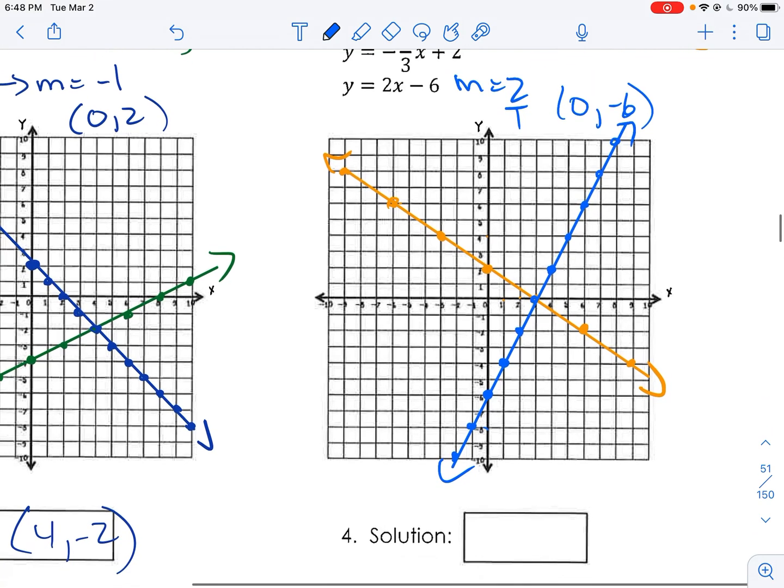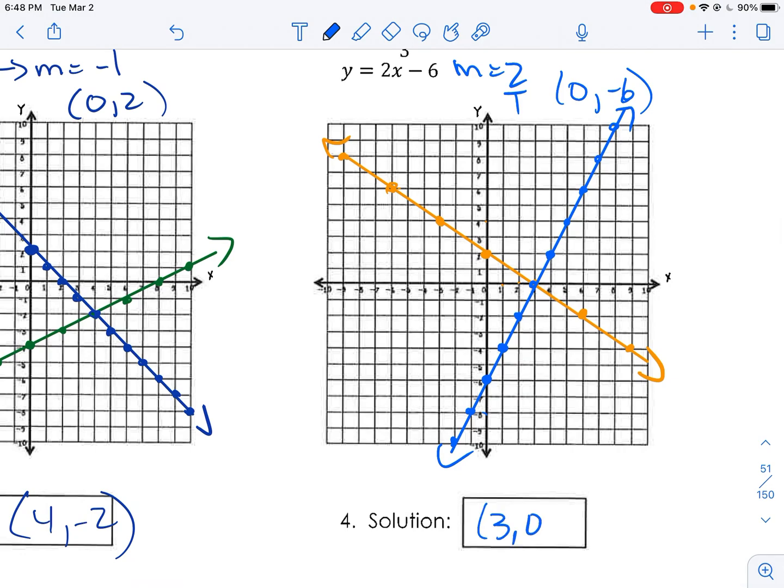Okay, and where do they run into each other? At the point 3, 0. Okay.